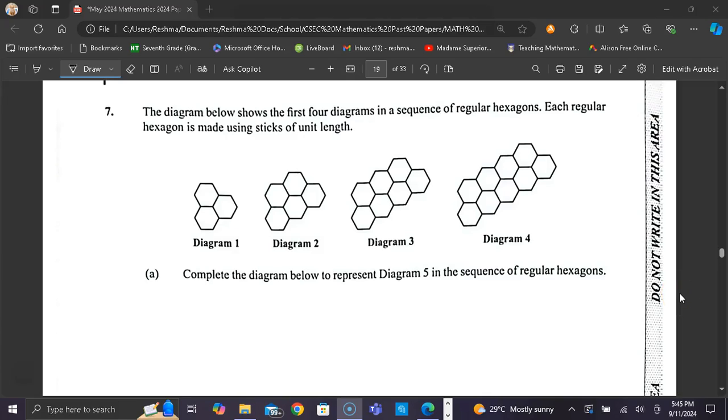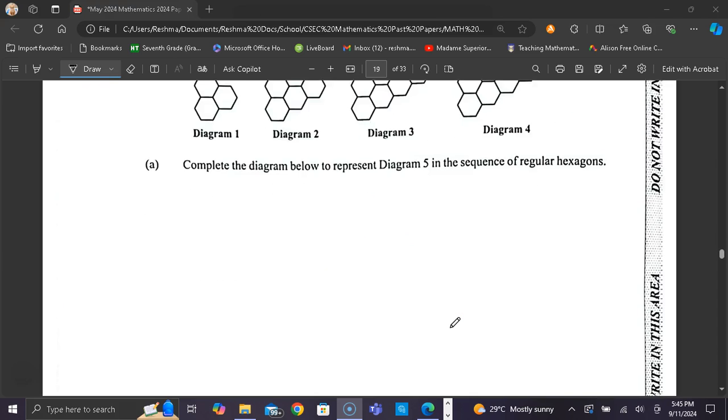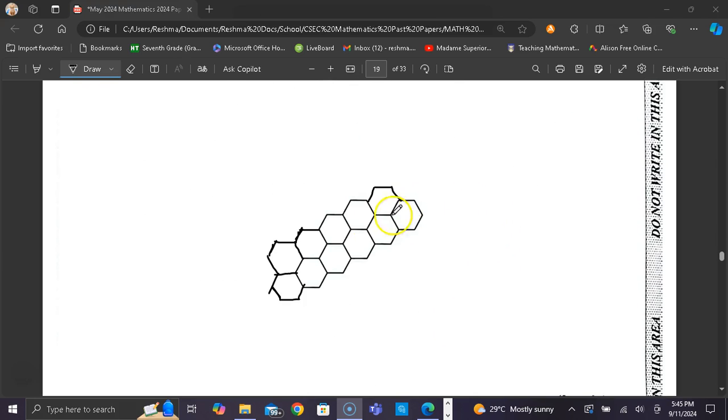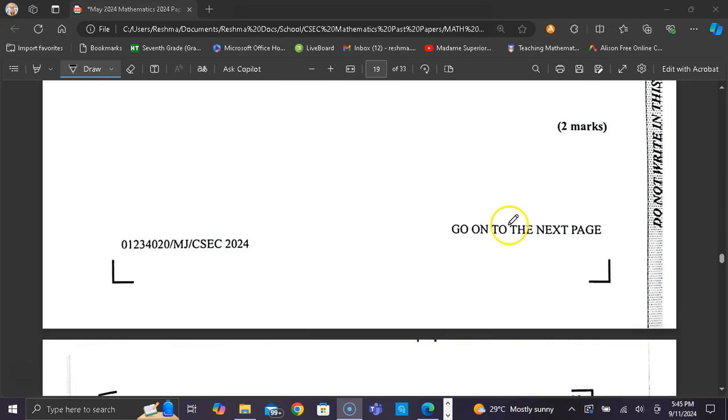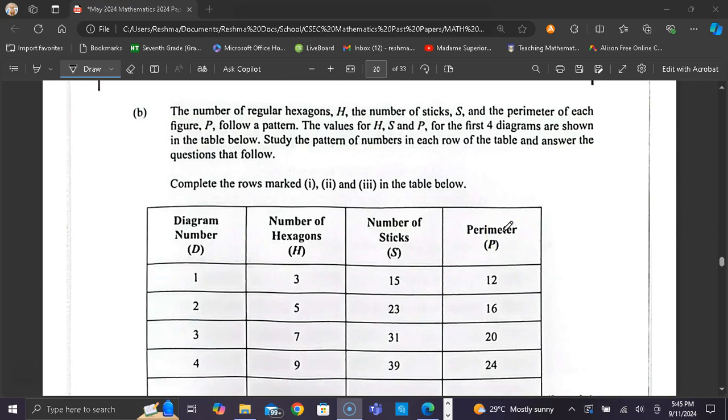So let's continue with question 7 of the CSEC Math May 2024 paper 2. So we are on question 7, where we had a sequence of diagrams containing hexagons, and we were required to complete diagram 5. Diagram 5 had 5 hexagons in the top row and 6 hexagons in the bottom row. So let's go on to part B.